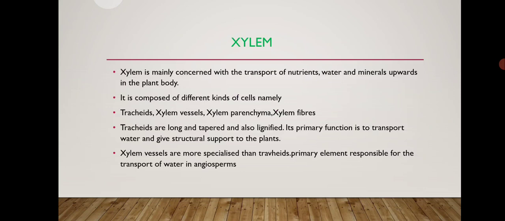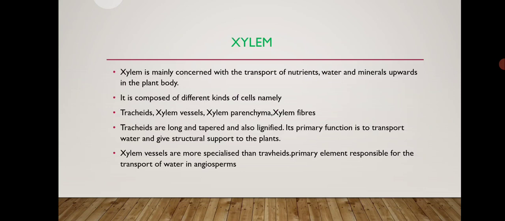Xylem. Xylem is mainly concerned with the transport of nutrients, water and minerals aboard in the plant body. It is composed of different kinds of cells, namely tracheids, xylem vessels, xylem parenchyma and xylem fibers. Tracheids are long and tapered and also lignified. Its primary function is to transport water and give structural support to plants. Xylem vessels are more specialized than tracheids. Primary element responsible for the transport of water in angiosperms.